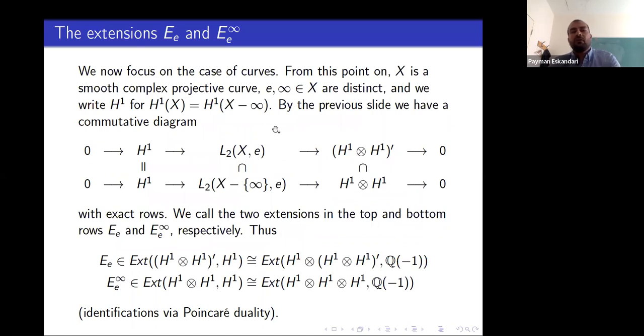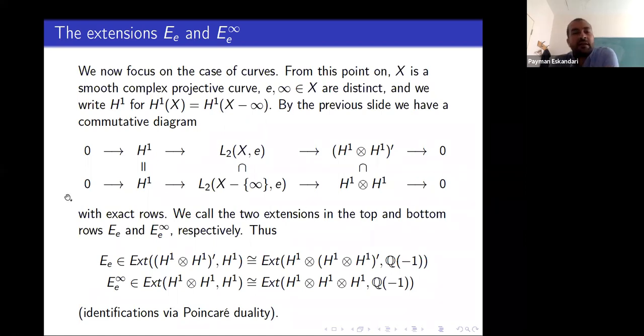Right, so by what we just said, going back to the case of interest, X is a smooth projective curve, and these two distinct points are taken. So L2 of X maps into, okay, so now, for the punctured curve, the kernel of the cup product is all of H1 tensor H1 because H2 is 0.